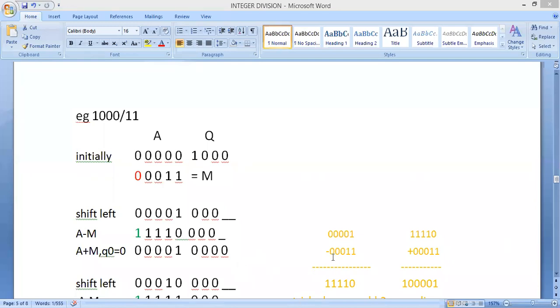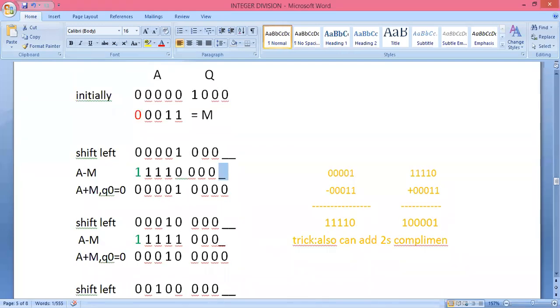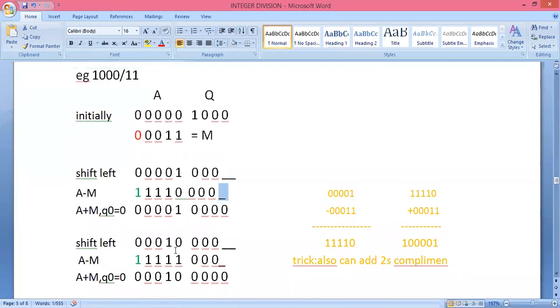Now again, second step, second iteration. Okay, in the second iteration what will we do? The result we have in A and Q, again we are shifting it. So shift it left by 1 position. This will become empty. Then do A minus M. So this is A, and M is 0 0 0 1 1. After doing A minus M, I'm getting the result as 1 1 1 1 1. Keep Q0 as it is. Keep the register Q as it is.